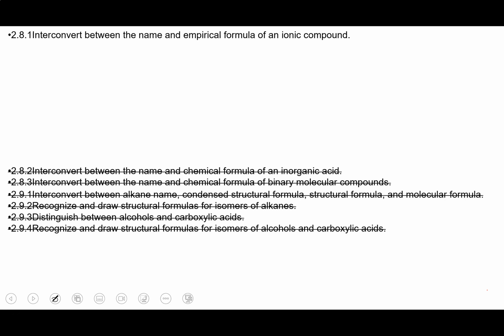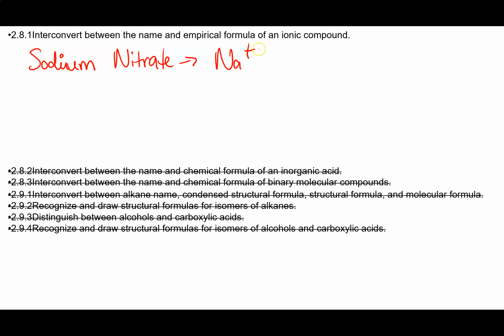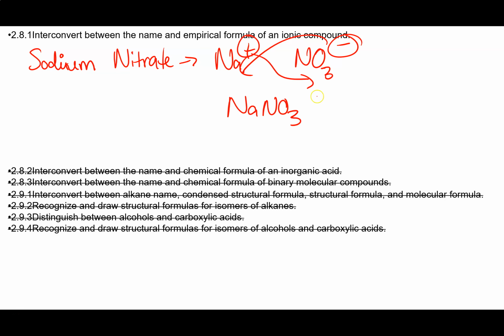Okay. Name an empirical formula. This is going to involve, okay, so sodium nitrate. We know sodium is Na+, we know nitrate is NO3-. We crisscross. You'll notice most of these are actually crossed off.